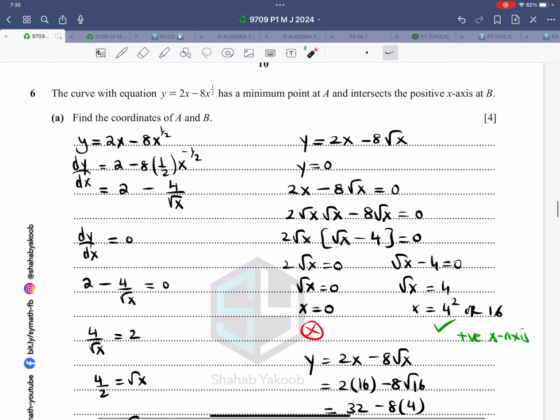Question number 6. Now the question says the curve with the equation y is equal to 2x minus 8x power half.